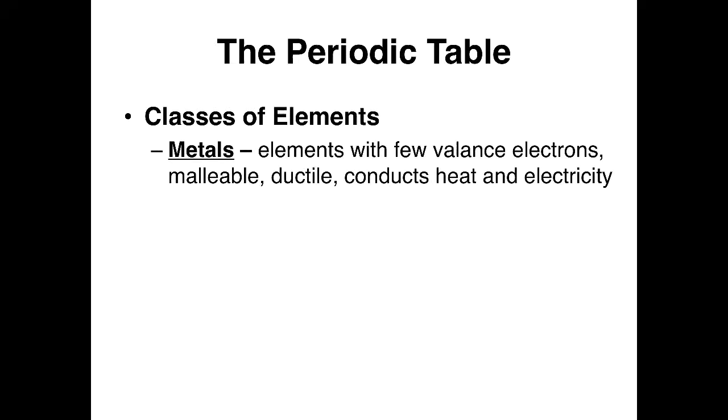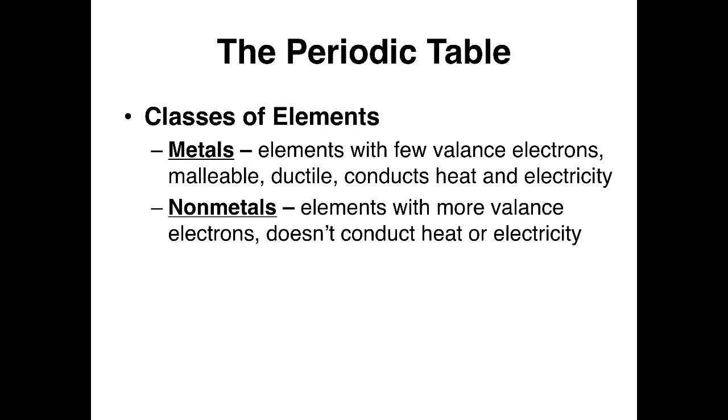So the first way to classify elements was to classify them in terms of metals, nonmetals, and what was known as metalloids or semimetals. Metals were elements that have few valence electrons, generally 1, 2, or 3 valence electrons. They have certain properties such as malleability, which means they can be bent without breaking. They're ductile, which means that they can be stretched into strings, or wires, without breaking. They conduct both heat and electricity.